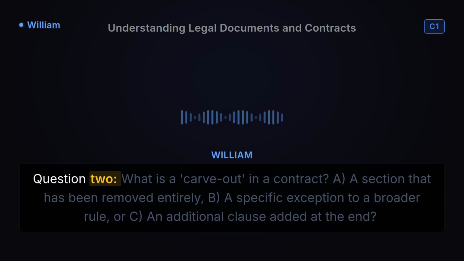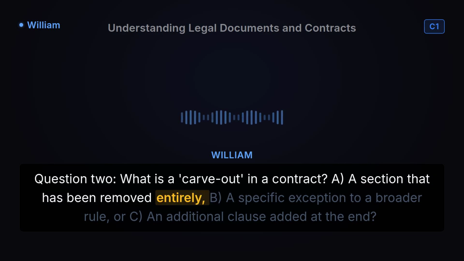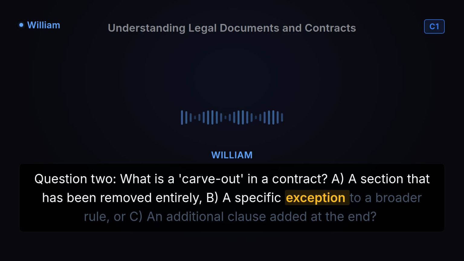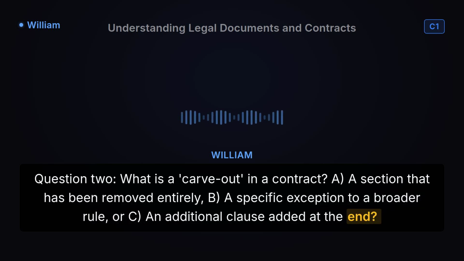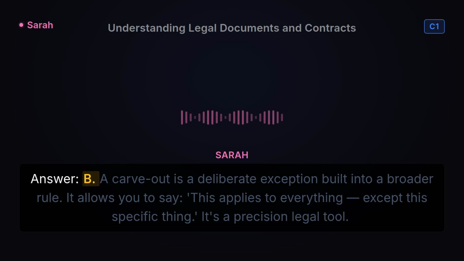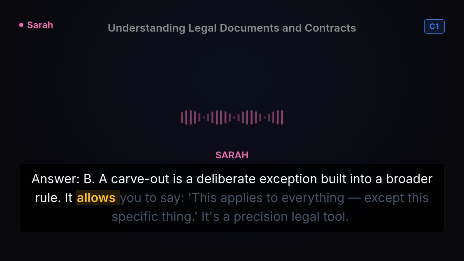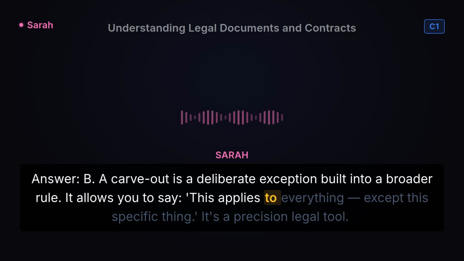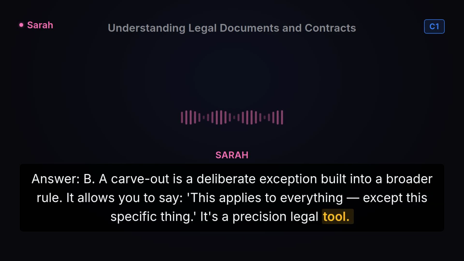Question 2. What is a carve-out in a contract? A. A section that has been removed entirely. B. A specific exception to a broader rule. Or C. An additional clause added at the end. Answer: B. A carve-out is a deliberate exception built into a broader rule. It allows you to say, this applies to everything except this specific thing. It's a precision legal tool.